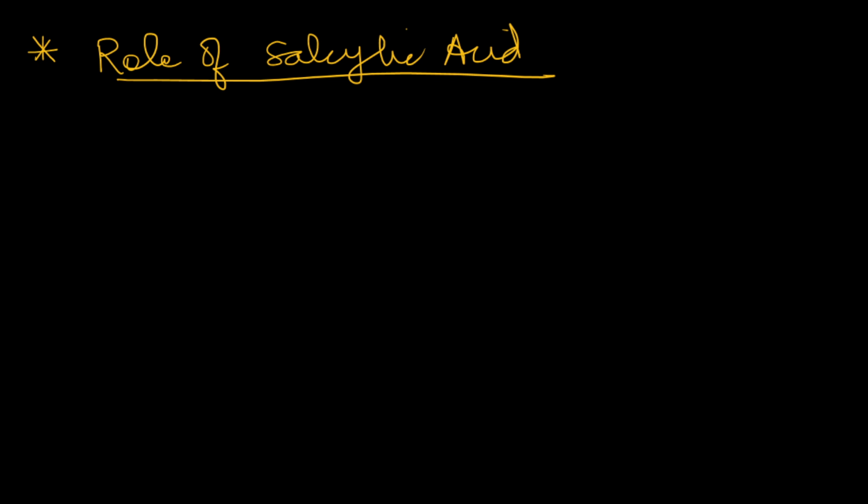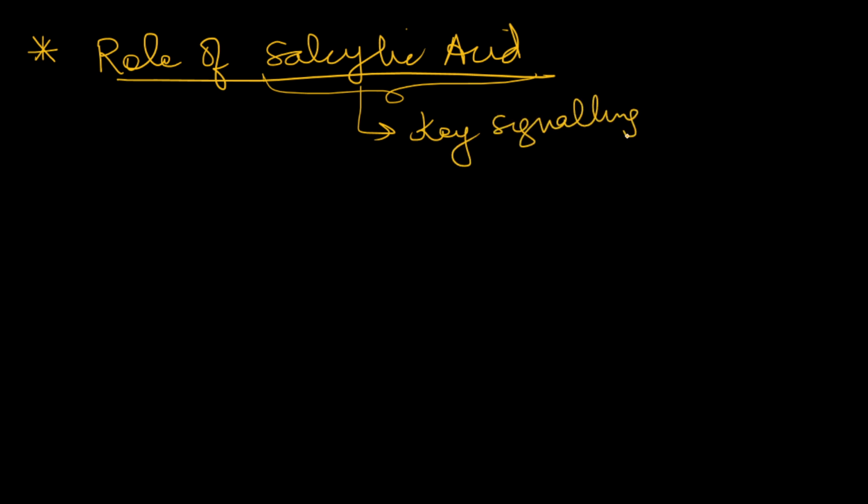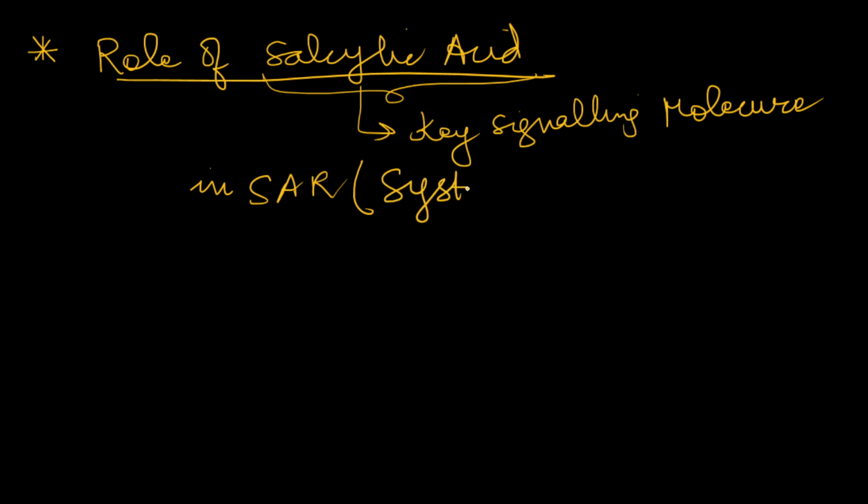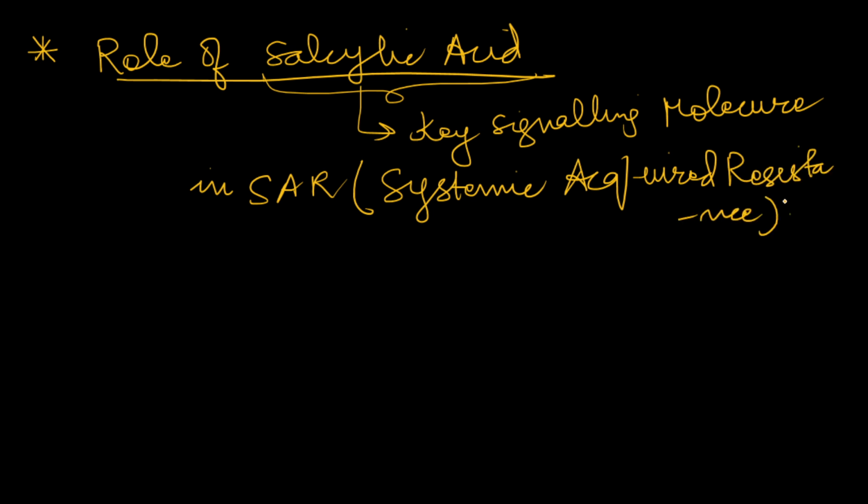Role of salicylic acid. So generally when you hear the name of salicylic acid, you will always know that it has a role in defense mechanism. Okay, it is a key signaling molecule in SAR, that is systemic acquired resistance. So it has a huge role in defense mechanism. So we will see how it is helpful.